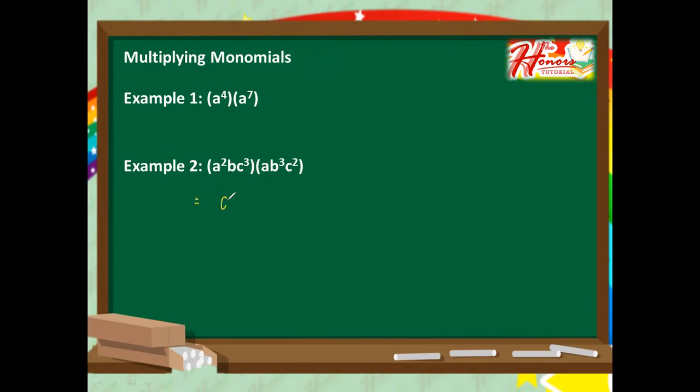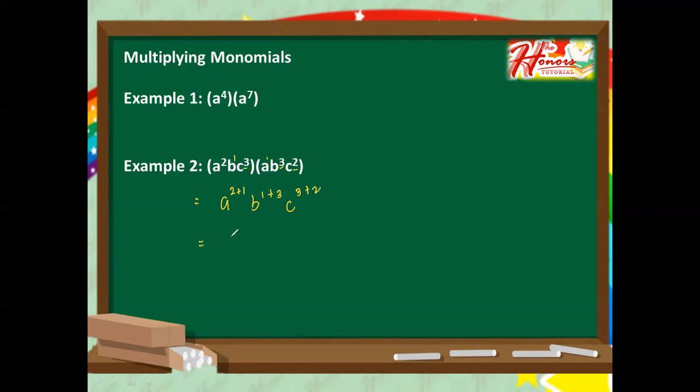So for a, the exponents of a are 2 and 1. It is not written in there because the exponent is 1. Remember that when it is 1, it is invisible when used as an exponent and a numerical coefficient. Next, let's have b. So we have here b raised to 1 plus b raised to 3. And then for c, we have here 3 plus 2.